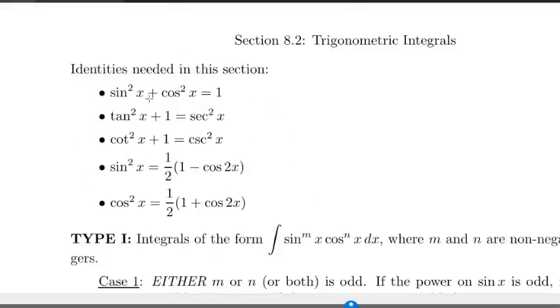The first one is the simplest one, and most of you will remember this. The second and the third one, you can derive from the first one. The fourth one and the fifth one are sometimes called double angle formulas. You can see the cosine 2x term here and here. We use cosine 2x to re-express sine square or cosine square.